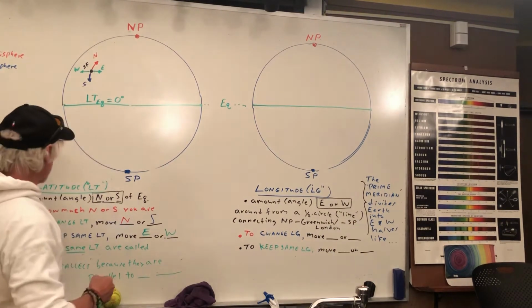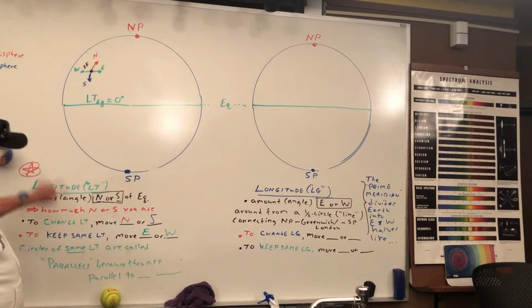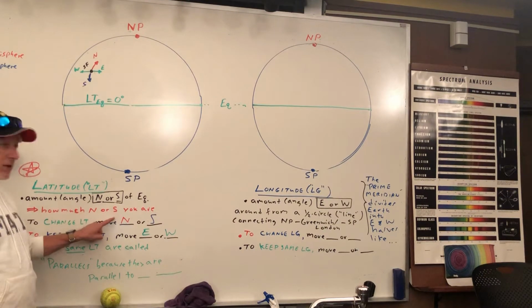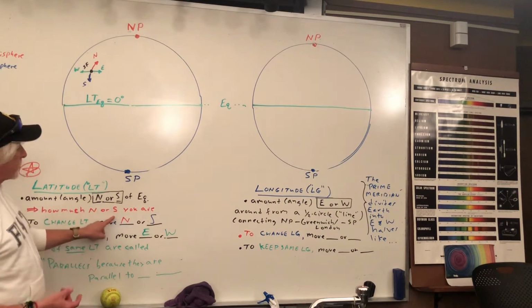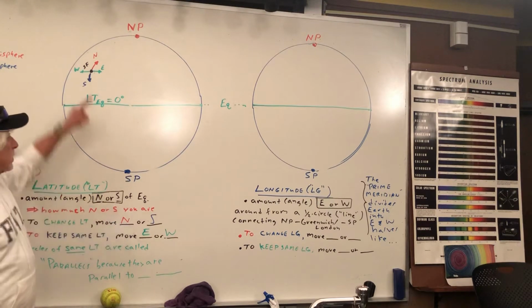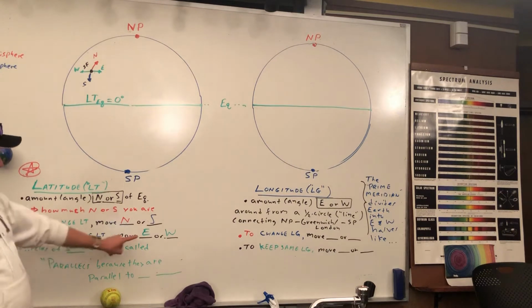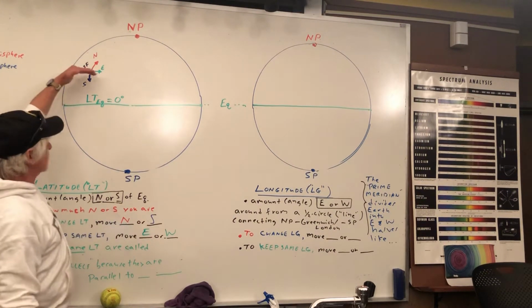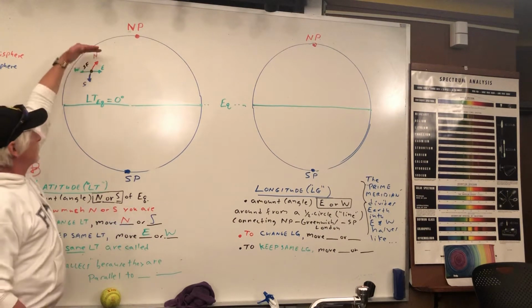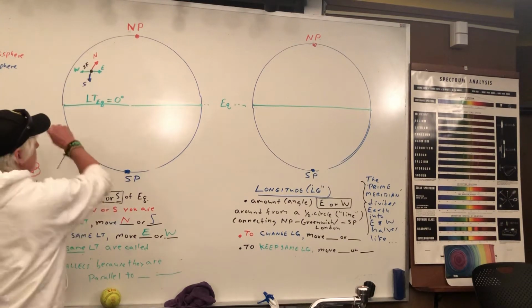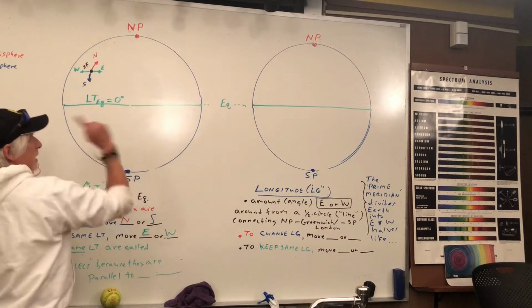Where were we? We were saying if you want to change your latitude, you go more north or south, because latitude tells you how far north or south you are. So that's where you move. If you want to keep the same latitude, you move east or west, because then you're not moving north or south. That is, you're not moving away from the equator. Notice the equator is a circle, a line here, but a circle.